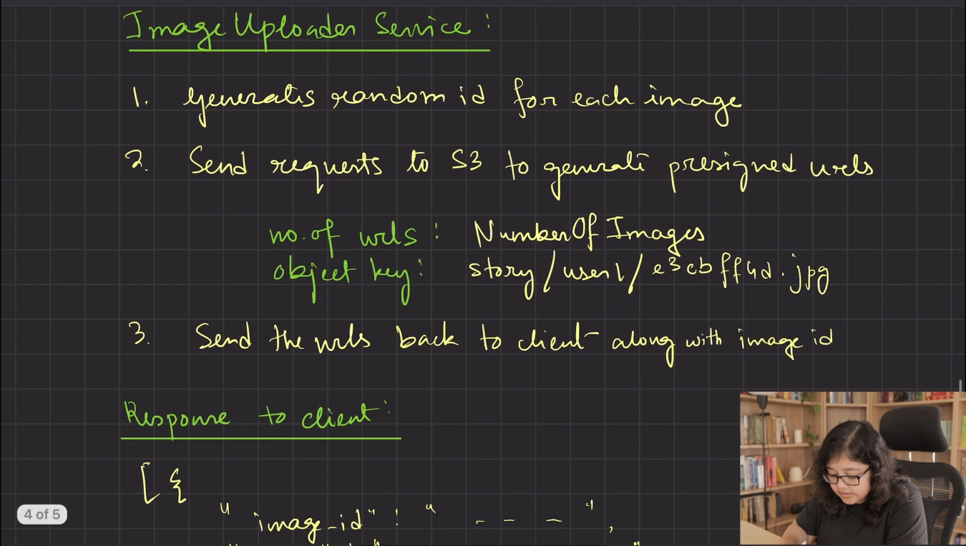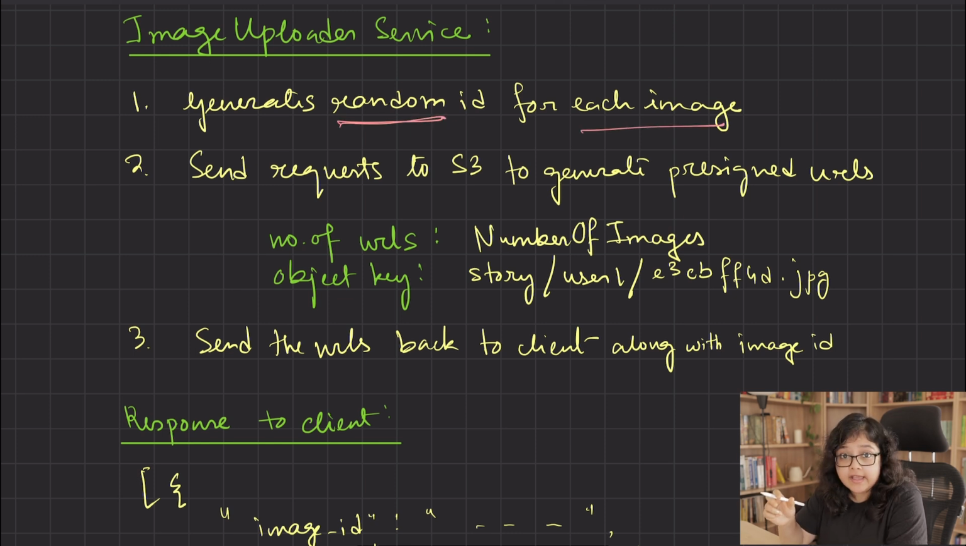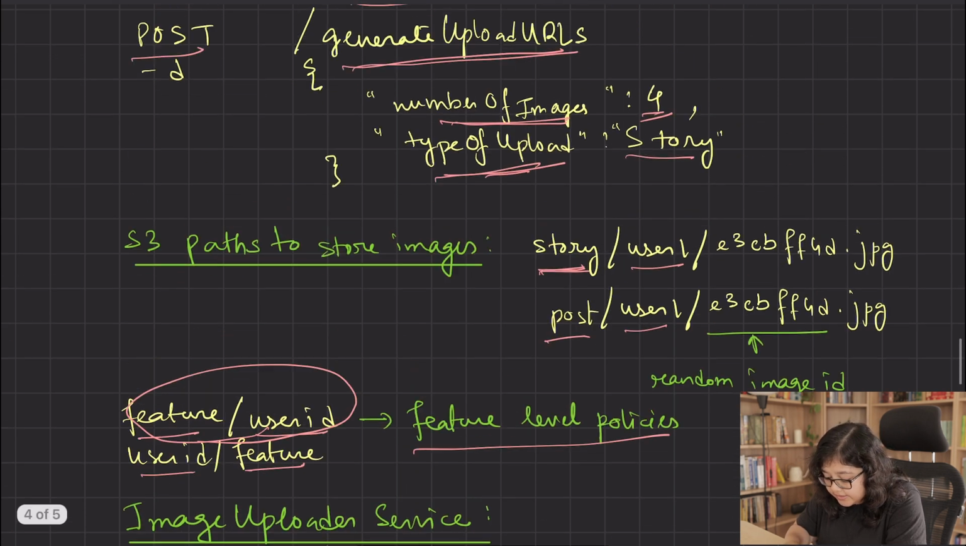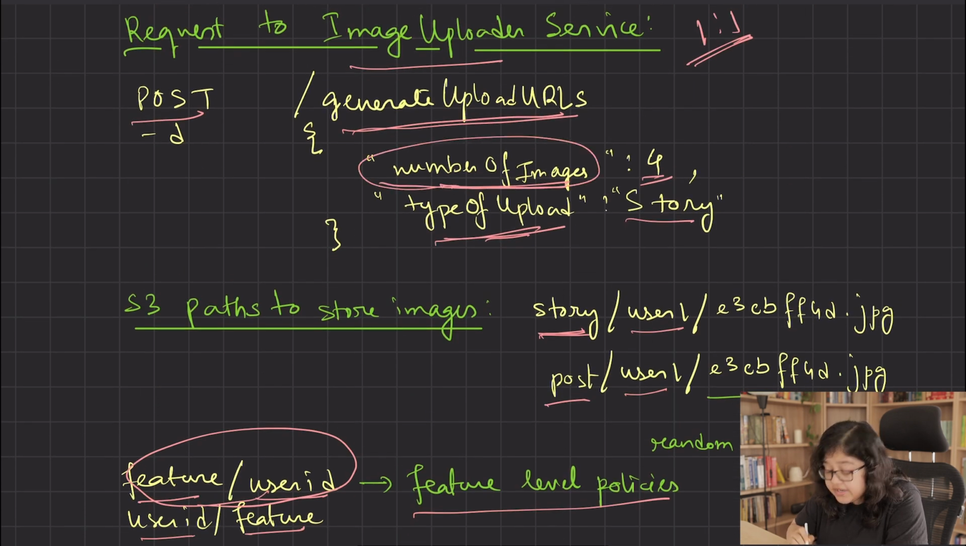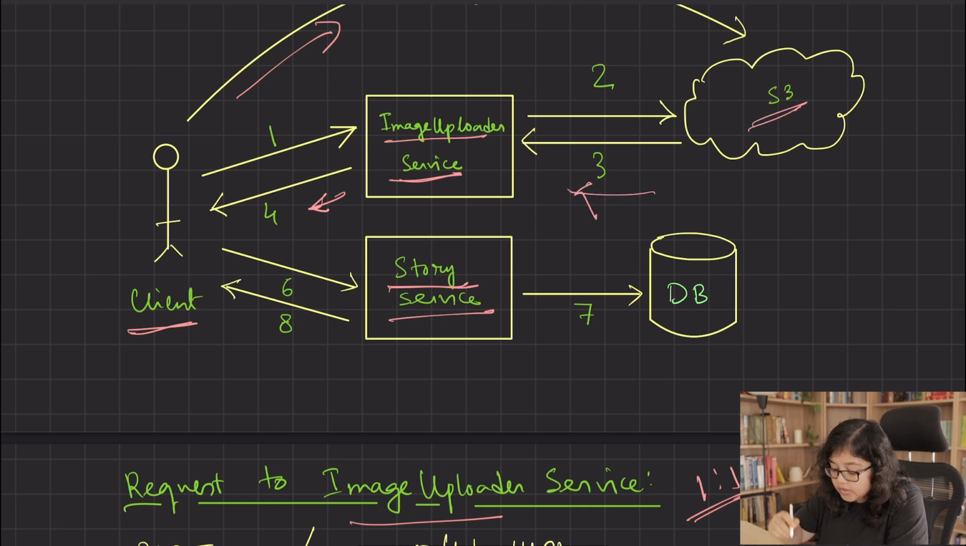Now, after receiving the request from the client, the image uploader service will generate a random ID for each image, and this ID will serve as a system level identifier, independent of the original file name. After generating the random IDs, the image uploader service will talk to S3 to generate that many pre-signed URLs. S3 will generate the URLs and send them back to the image uploader service. Now the image uploader service will send the list of URLs and image IDs to the client.